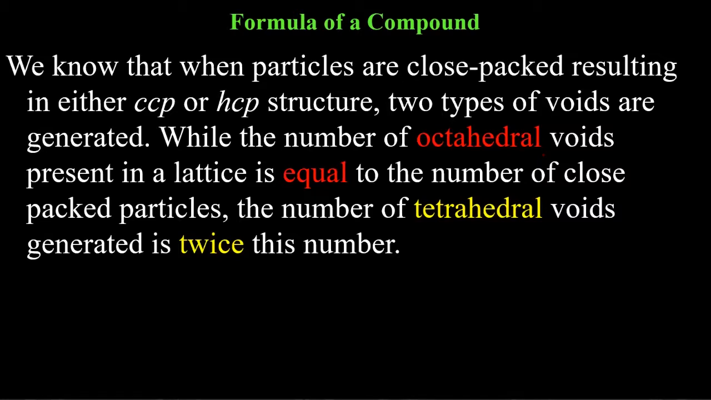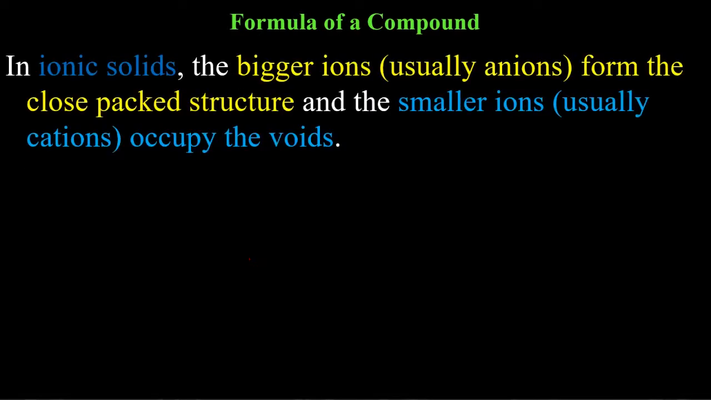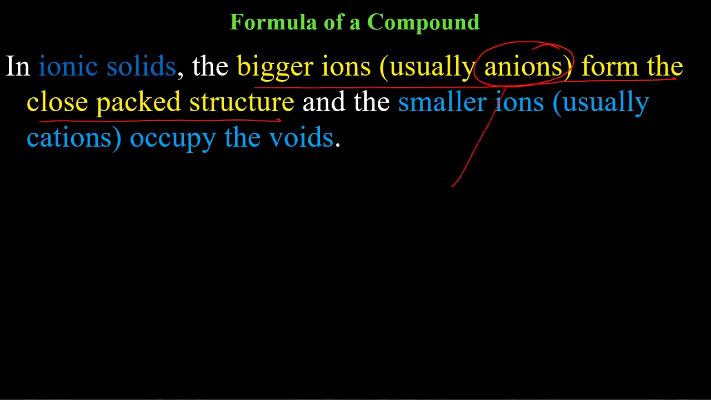We know that when particles are close packed resulting in either a CCP or HCP structure, two types of voids are generated. While the number of octahedral voids present in the lattice is equal to the number of close packed particles, the number of tetrahedral voids is twice. In ionic solids, the bigger ions, usually anions, form the close pack structure. Means anions are normally the lattice points.